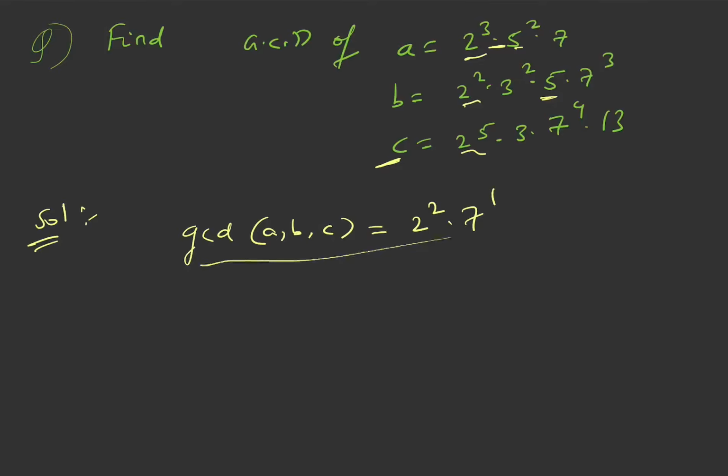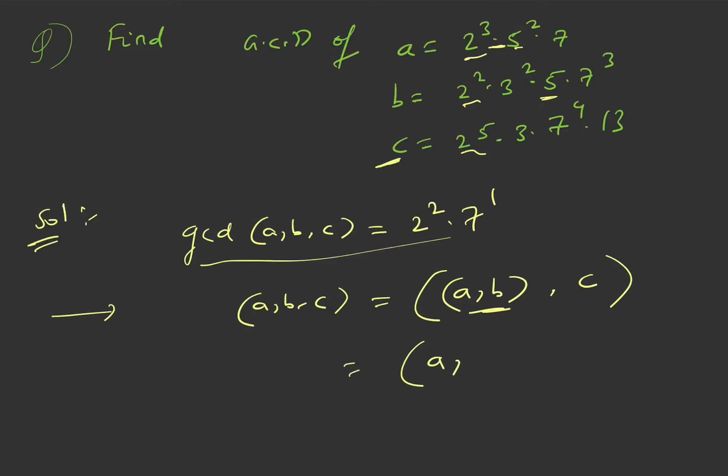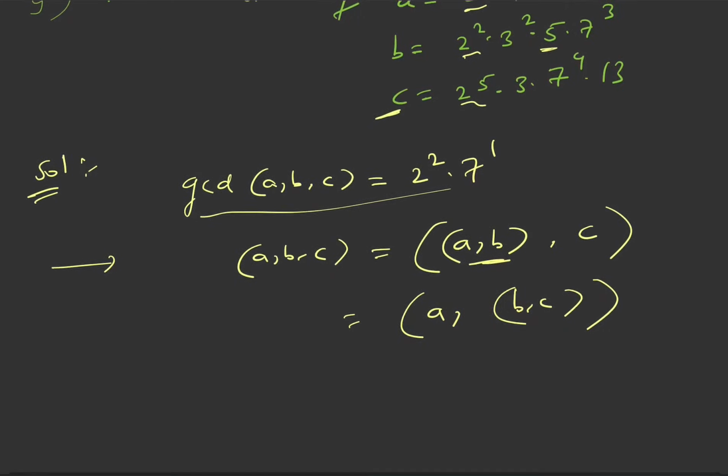GCD is nothing but the greatest common divisor of three numbers. So you need to take the common part in each and every prime. So if you are asked to find GCD of three numbers A, B, C, you can do it in this way also. Let us denote GCD of A, B, C by bracket A comma B comma C. First you can find GCD of A and B, and then with the GCD of A and B you can find GCD of that and C, right? Also you can find first GCD of B and C, and then take the common in A and GCD of B and C. That will give you the GCD of three numbers A, B and C.